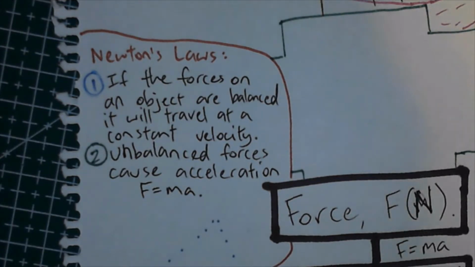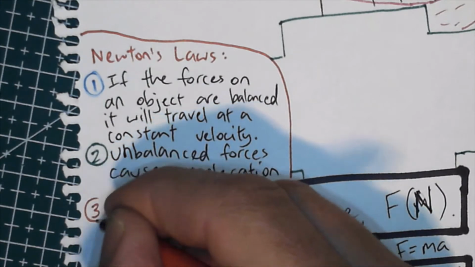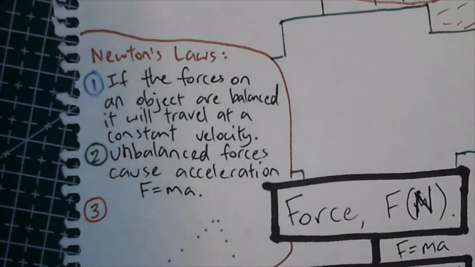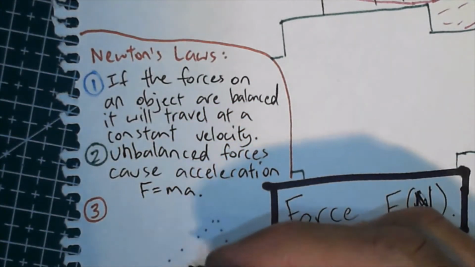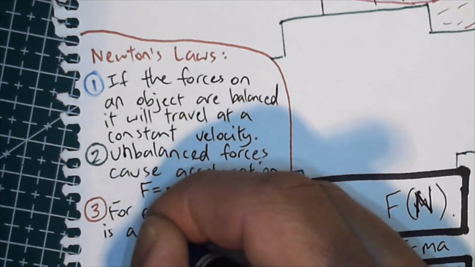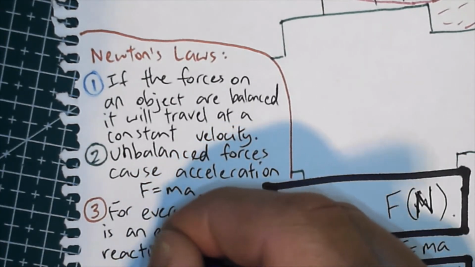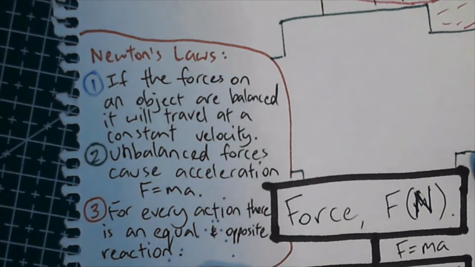And Newton's third law is probably the most misunderstood, but one that most people could probably quote. For every action there is an equal and opposite reaction, which means if one object is pushing on another, the other object is pushing back with exactly the same force, and this is always the case.